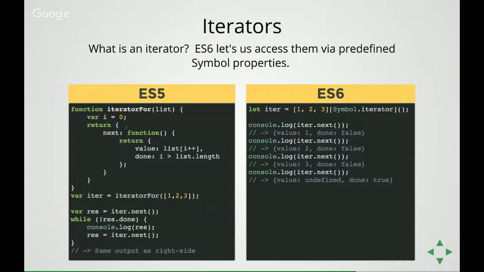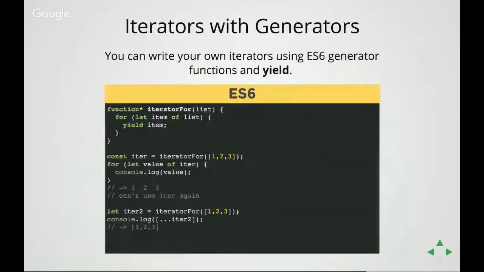But now we have manual control over iterating a collection. Lazy declarative programming for the win. Which gets us into generators. So iterators are a lot easier to write when you use a generator.